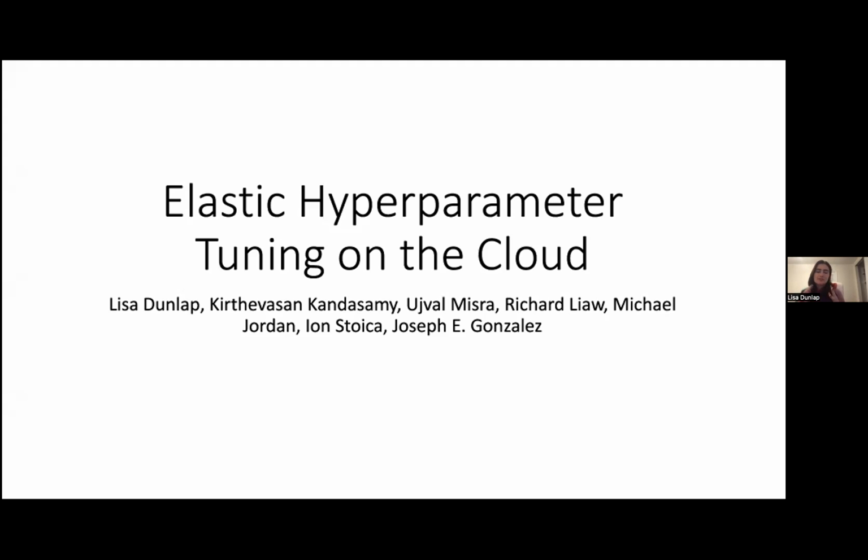My work is at the intersection of ML and systems. And so I'll be talking a bit about elastic hyperparameter tuning on the cloud. I'll talk a bit about the algorithmic side at first, and then a bit more of the systems components. So this will be a bit of a recap for most of you.